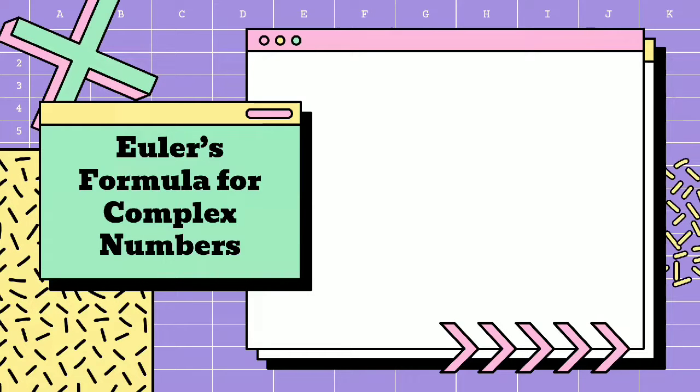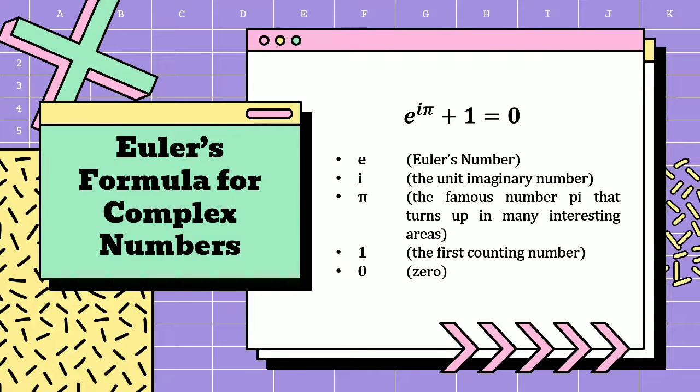So next is Euler's formula for complex numbers. We can use this formula: e^(iπ) + 1 = 0, where e is Euler's number, i is the unit imaginary number, π is the famous number pi that turns up in many interesting areas, and 1 is the first counting number.